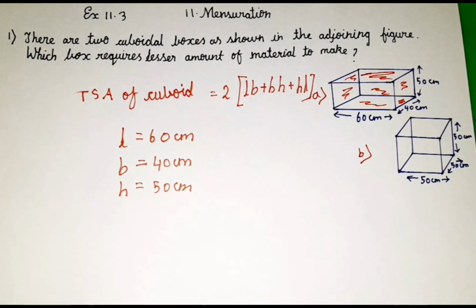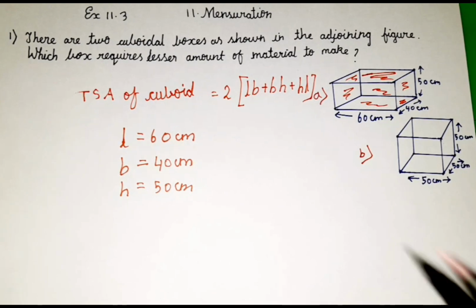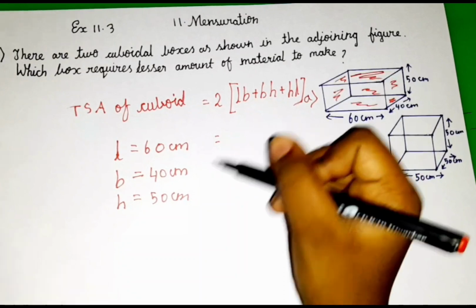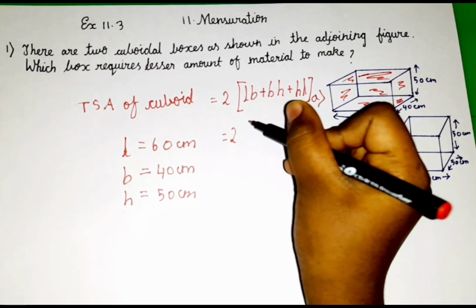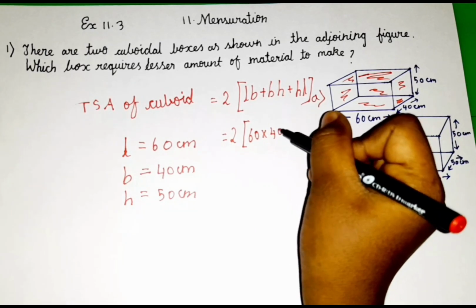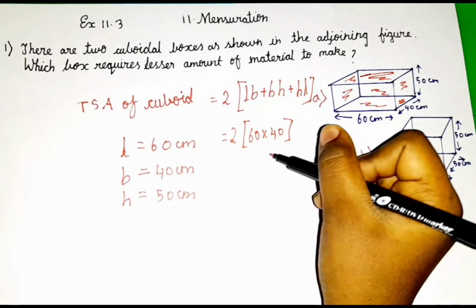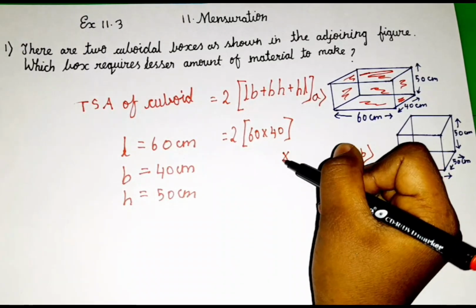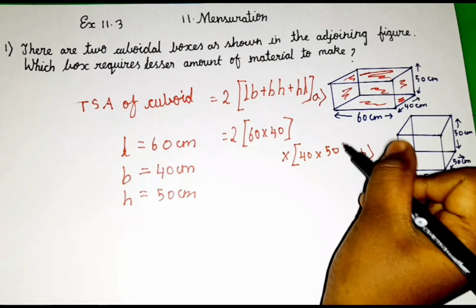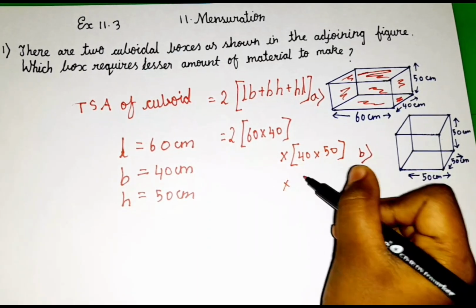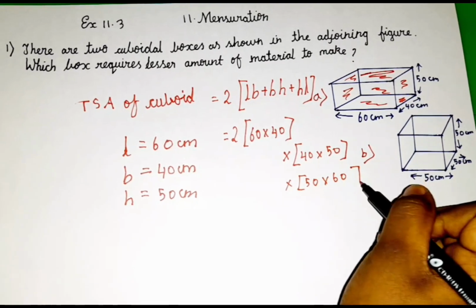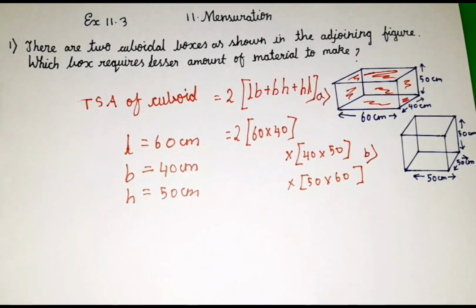Now we are going to apply this formula. So we have 2 into LB: 2 into (60 into 40) plus (40 into 50) plus (50 into 60). I will write it on another paper and show you.